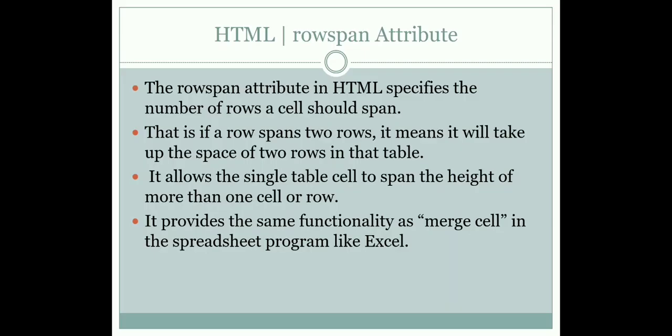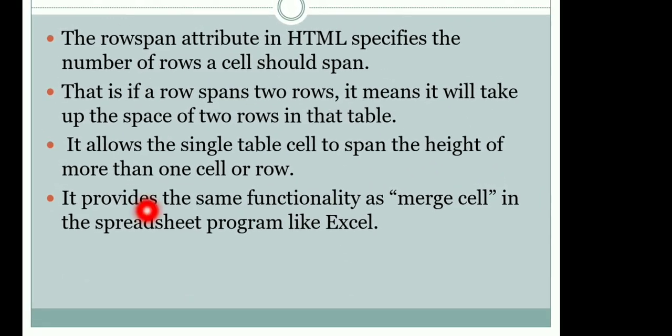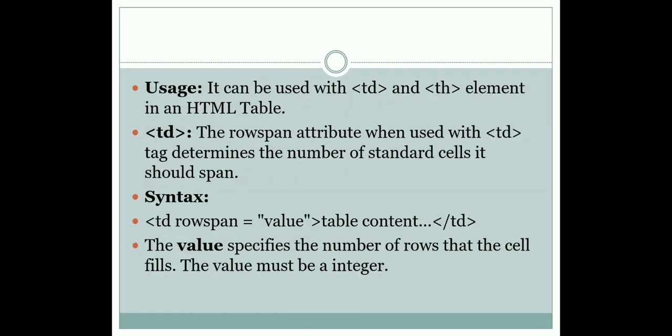Let's discuss the Rowspan attribute. So what is the Rowspan attribute? The Rowspan attribute in HTML specifies the number of rows a cell should span. That is, if a cell spans two rows, it will take up the space of two rows in that table. It allows a single table cell to span the height of more than one cell or row. It provides the same functionality as merge cells in a spreadsheet program like Excel. It can be used with the TD and TH elements in the HTML table.